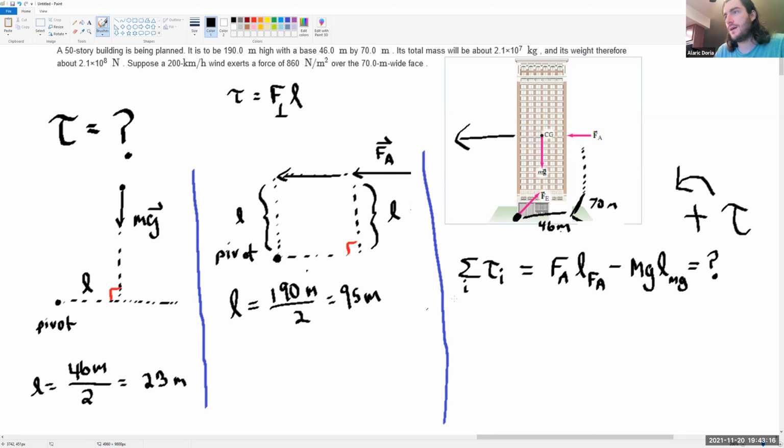So FA times the lever arm for FA. Well, the force FA is given to us as a force per meter squared. Actually, that in fact is a pressure that I mentioned before. So that's 860 newtons per meter squared. We have to multiply that by the area of that face of the building there. So the area of the face there is 70 meters times 190 meters.